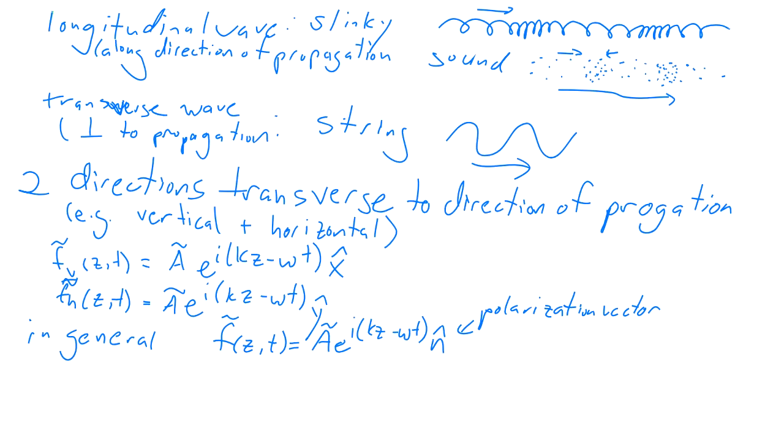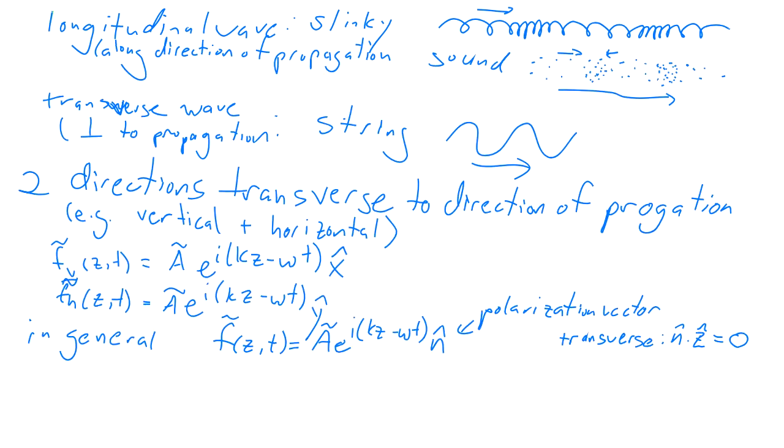So one of the things we can say is the fact that it's transverse means that the polarization has to be perpendicular to the direction it's traveling. And so we had it traveling in the z direction. You can see that from the exponent, the e to the i kz minus omega t. So if they're perpendicular, their dot product has to be equal to zero.